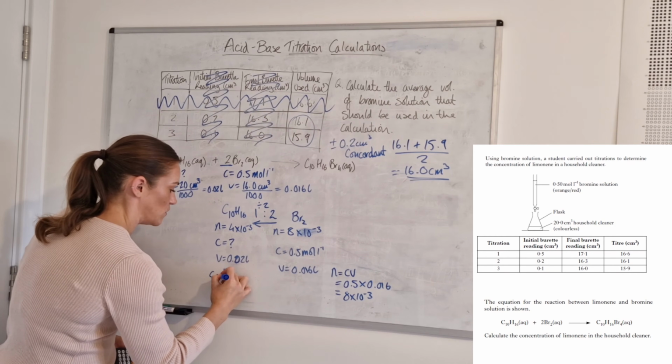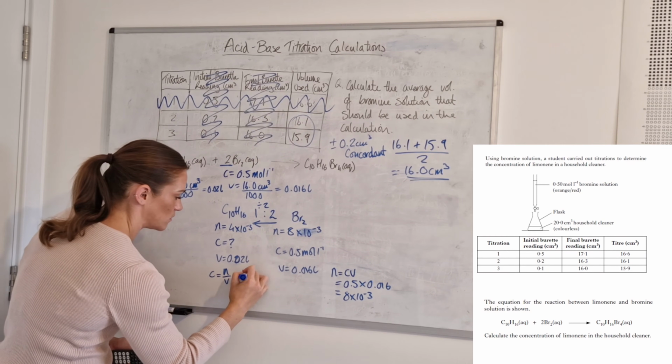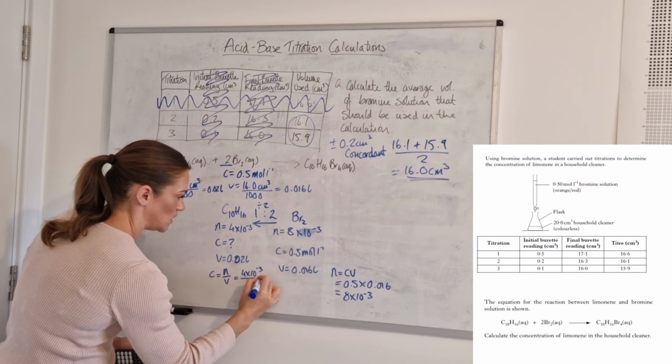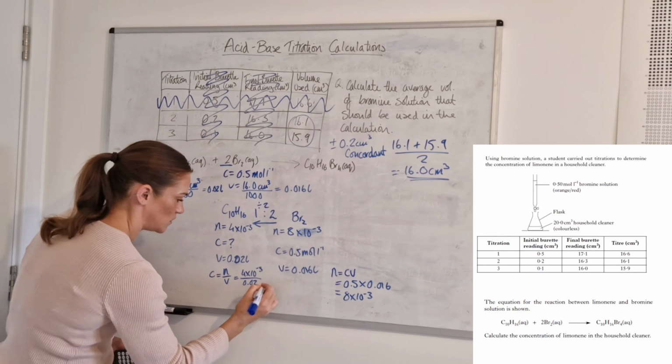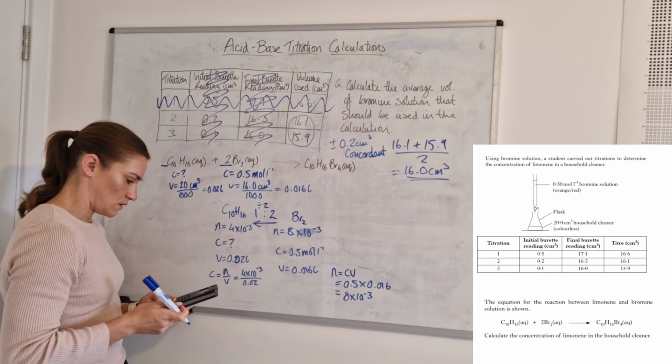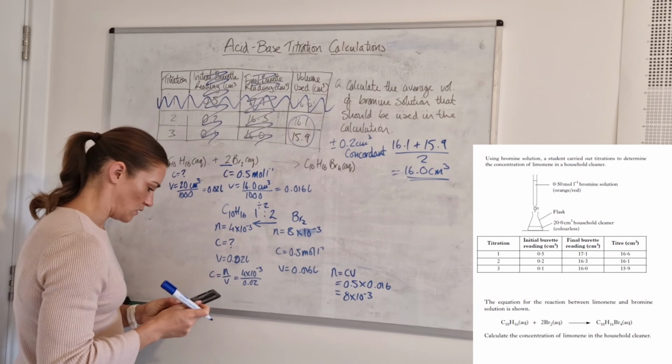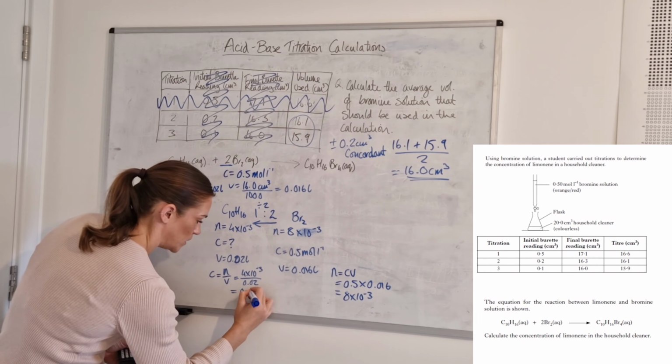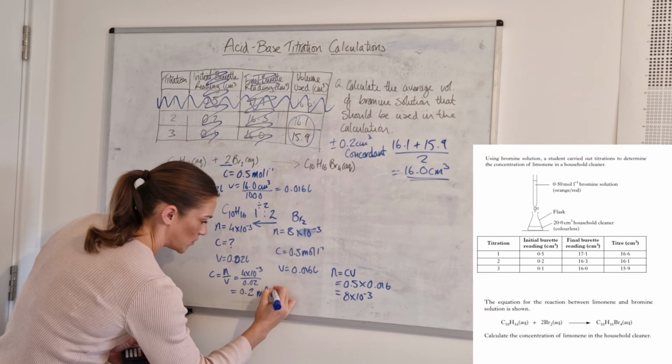So C = n over V. So 4 times 10 to the minus 3 over 0.02. That gives us 0.2, and it'd be moles per litre.